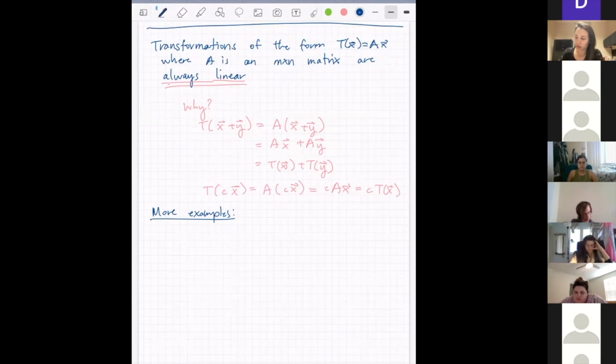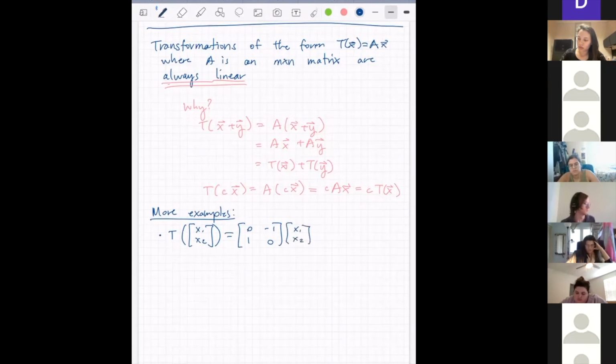Here we have, okay, knowing that we can just create a linear transformation by writing down a matrix, we're going to focus on R2, so functions from R2 to R2. So say we have this matrix times our vector x1, x2. We can compute what this would be by just doing the matrix multiplication, and this would be negative x2 and x1, right?